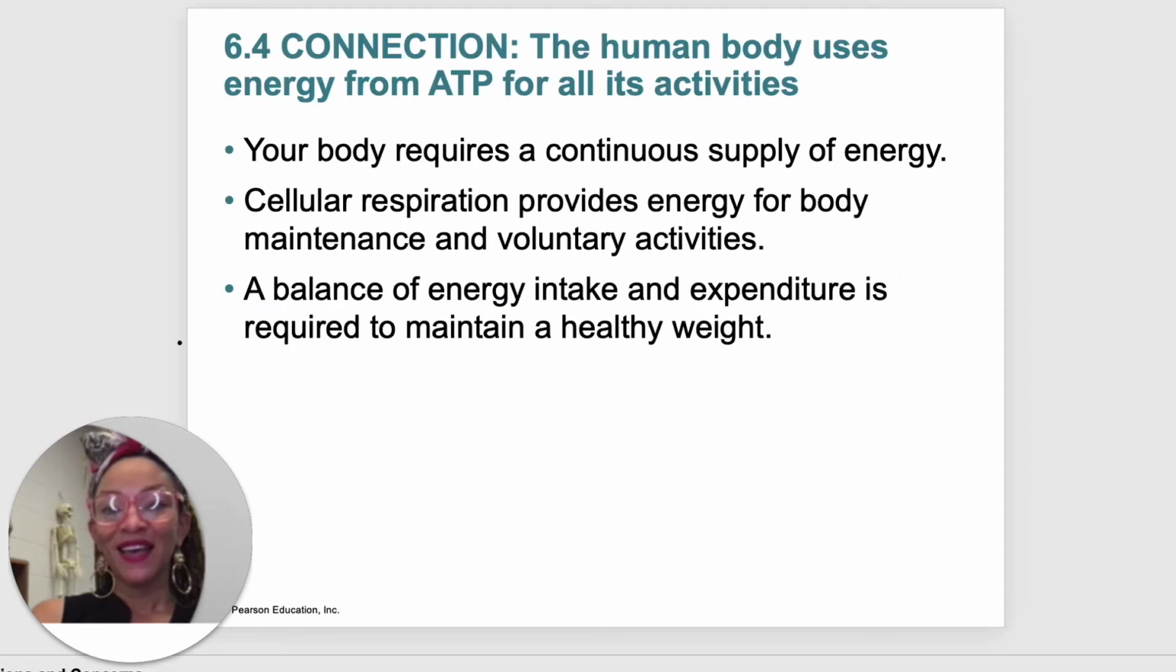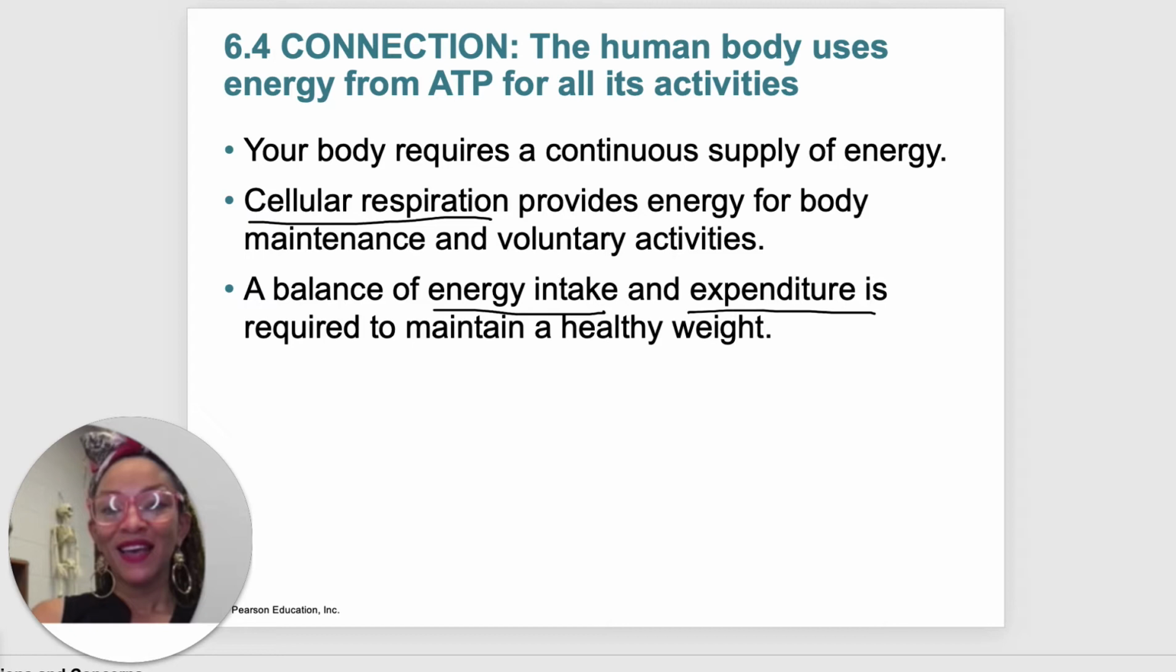All right, so next up, try to think about the way that our body relates to ATP and how much we need, how many things we do throughout the day, and how much energy that requires. We have to have a continuous supply of energy even when we're sleeping. So cellular respiration for the human body provides energy and helps us to maintain our voluntary and also involuntary activities. A balance of energy intake, in the form of food, and expenditure, how much of that energy you're burning through every single day, is required to maintain a healthy weight.